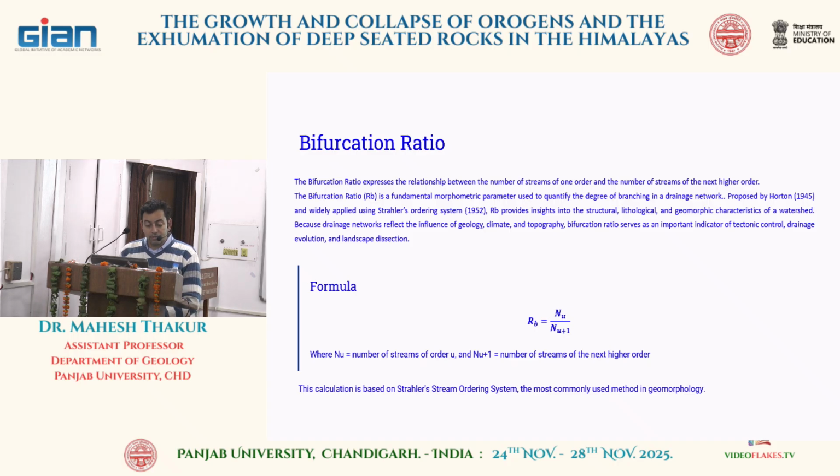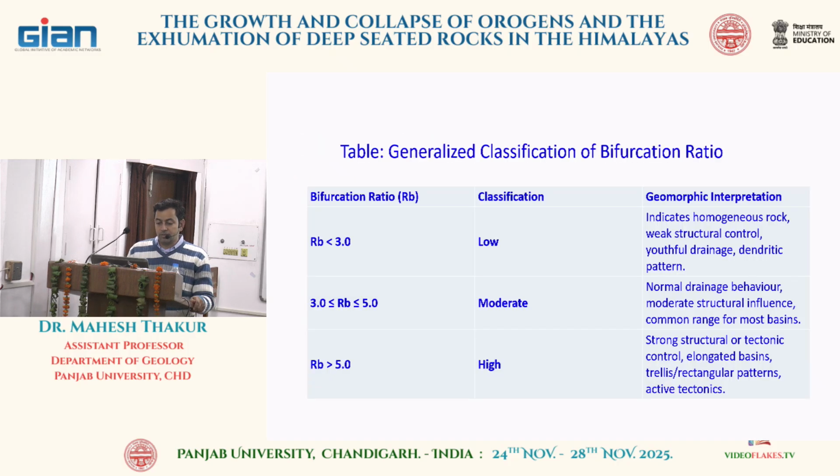So the formula is RB is equal to NU upon NU plus 1. Here NU is the number of streams of order U, and NU plus 1 is the number of streams of the next higher order. This calculation is based on Strahler's stream ordering system, the most commonly used method in geomorphology. Now, here you are given some handouts on which you are to calculate this bifurcation ratio.